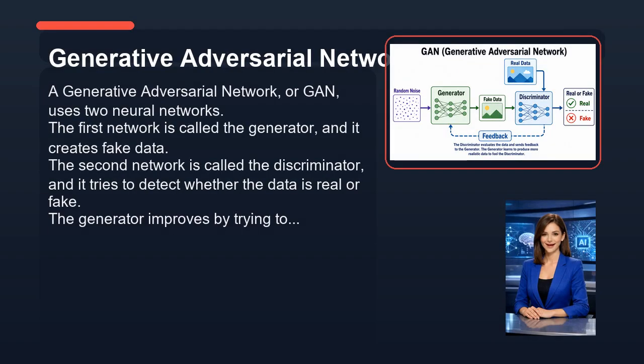Now let's look at Generative Adversarial Networks. A Generative Adversarial Network, or GAN, uses two neural networks. The first network is called the generator, and it creates fake data. The second network is called the discriminator, and it tries to detect whether the data is real or fake. The generator improves by trying to fool the discriminator. The discriminator improves by becoming better at catching fake examples. This competition can produce highly realistic outputs, especially images, but GANs can be difficult to train.